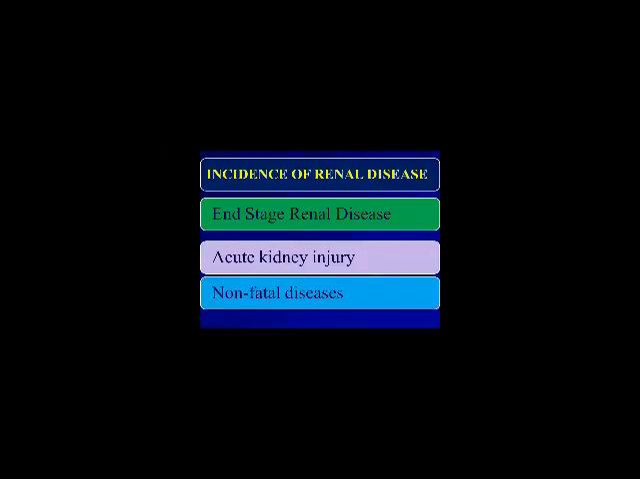Kidney diseases are also a major cause of mortality and morbidity. And since there is a large functional reserve of the kidney, people come late, and end-stage renal disease is most common. In addition, acute kidney injury may occur, and then there are many non-fatal diseases like inflammations, infections, cyst formation, stone formation, and then a large group of renal tumors. So we will discuss these diseases one by one.